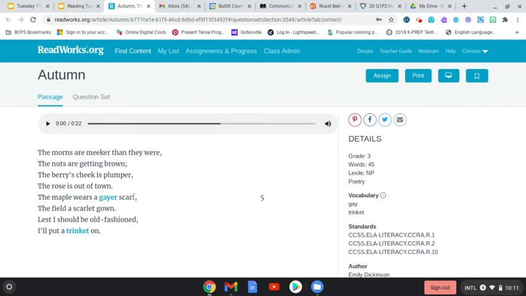The maple wears a gayer scarf. Means the maple is a type of tree. So it says a gayer scarf. That means a more pretty, colorful scarf. Okay. So that's what that means. And I think that when they talk about the scarf, they're talking about the leaves because trees don't wear scarves, but their leaves do change colors.